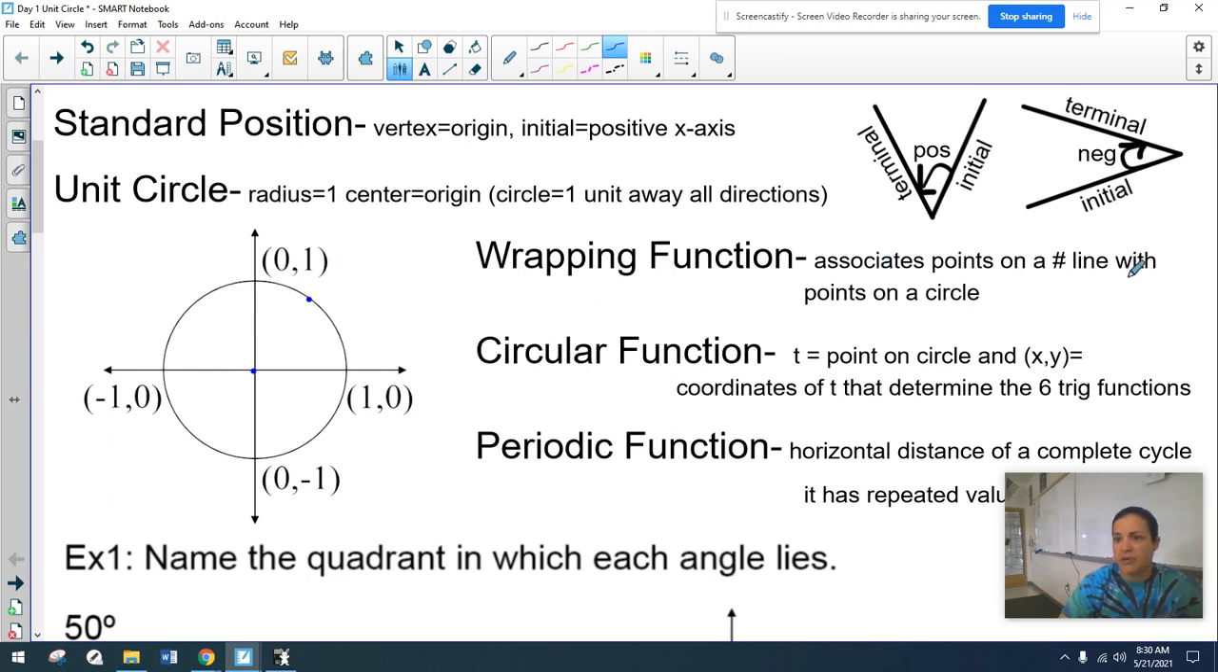Okay, wrapping function, this one's not as important. This just associates points on a number line with points on a circle. A circular function, so this is just saying that there's t that's on the point of a circle, and that's kind of the first example, or the second example that we'll be talking about. So you'll get a point on a circle that's x, y. Those are the coordinates of t, and we're going to be talking about 6 trig functions. We've only really talked about sine, cosine, and tangent. We're going to be getting 3 more, but the other 3 are just sine, cosine, and tangent flipped upside down, so it's nothing that's too difficult.